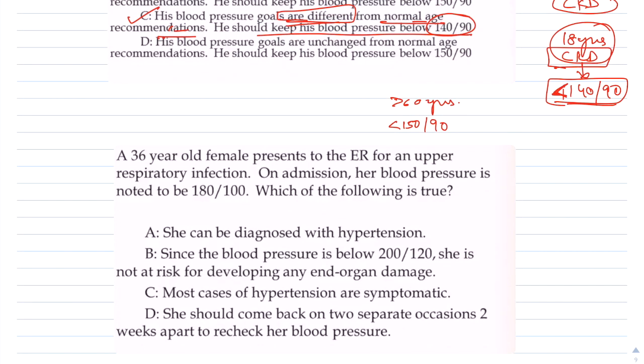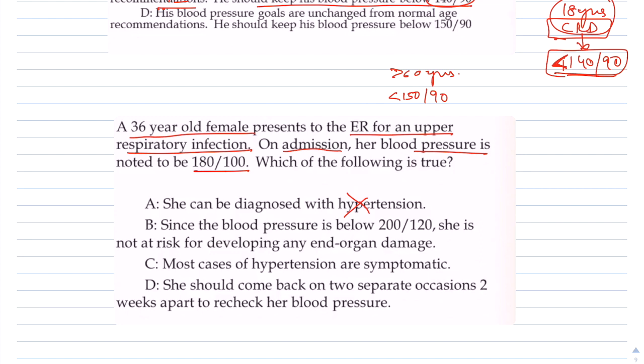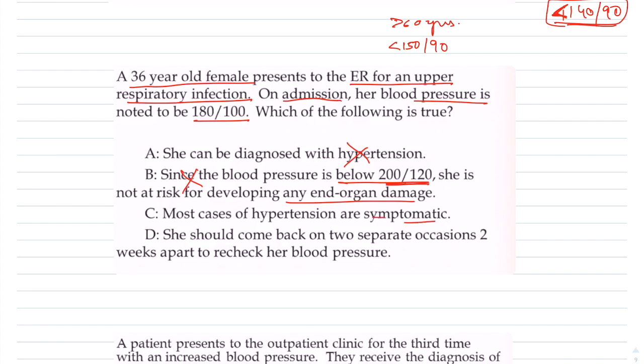The third scenario is a 36-year-old female who presents to the ER for an upper respiratory tract infection. On admission, her blood pressure is 180/100. Which of the following is true? A. She can be diagnosed with hypertension. No, there should be at least two readings 12 hours apart. B. Since the blood pressure is below 200/120, she is not at risk of developing any end organ damage. This is not true. C. Most cases of hypertension are symptomatic. No, most cases of hypertension are asymptomatic. And D is she should come back on two separate occasions, 2 weeks apart, to check her blood pressure.